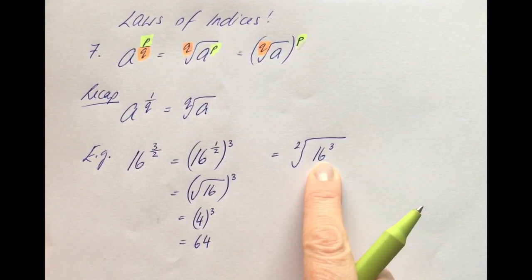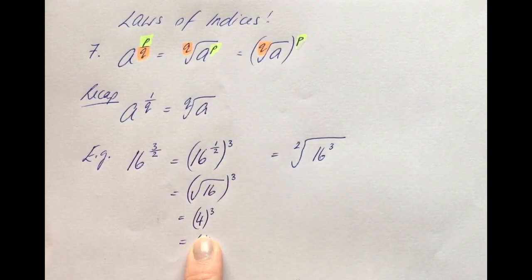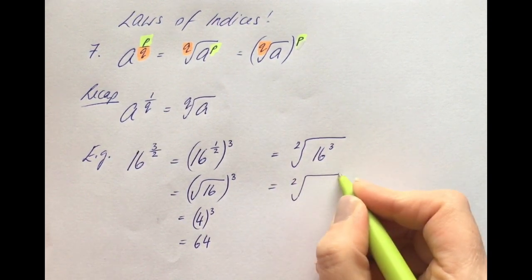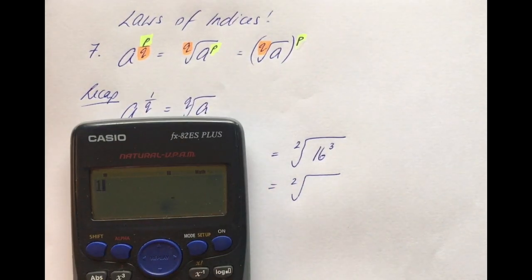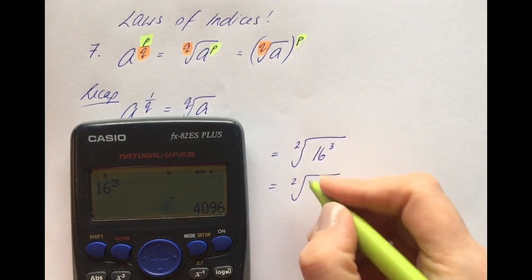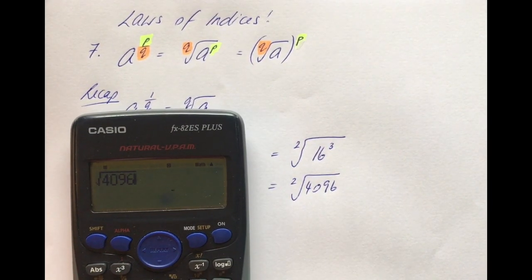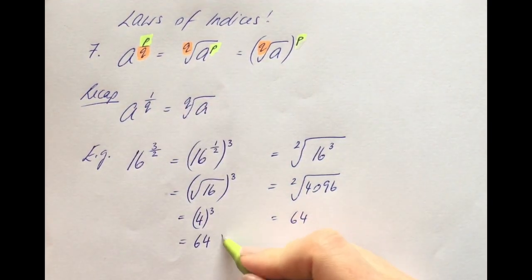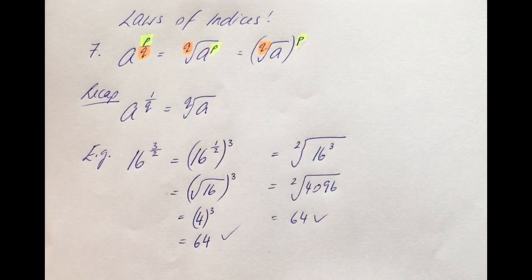So let's just show you why. This turns out to be a very, very large number. That's why it's actually easier to do the root sometimes first before the cubing. So in this case, if you were to leave the root till the end and you're doing the 16 to the power of 3, 16 to the power of 3 works out to be 4096, and then of course the square root of 4096 is 64. So they're both the same, and that's why you get two different versions of this law for the seventh law.